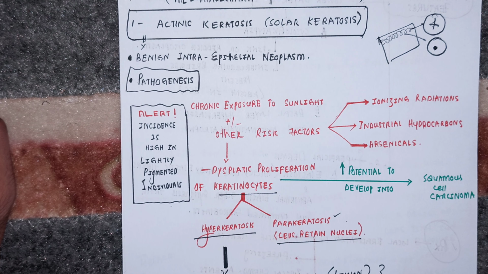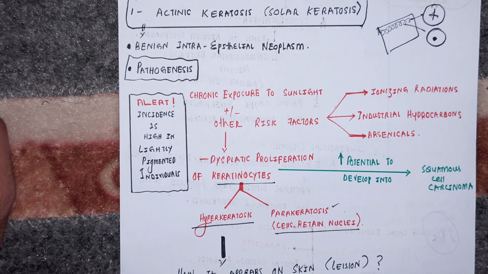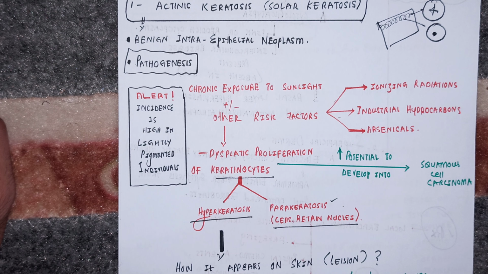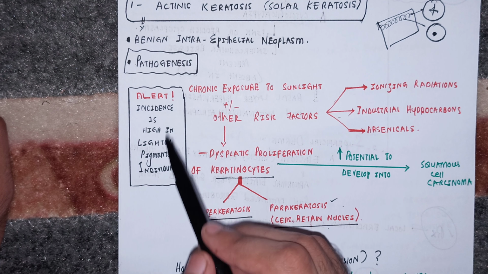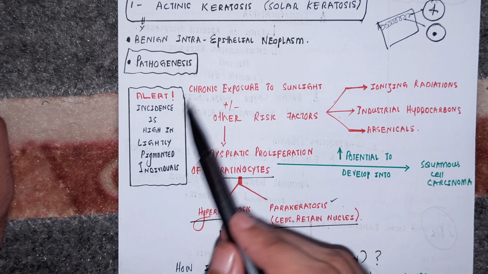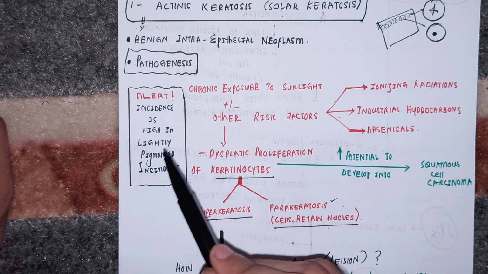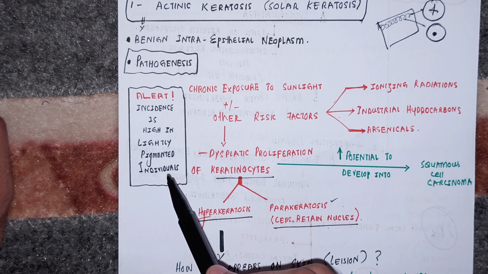Yeah, so there is uncontrolled abnormal, that is dysplastic, proliferation of keratinocytes, that will lead to hyperkeratosis, that is increased keratin production, and parakeratosis, that is abnormal epidermal cells which are retaining nucleus. Right. One thing that I need to mention here is that the incidence of developing actinic keratosis is very high in lightly pigmented individuals with fair skin.